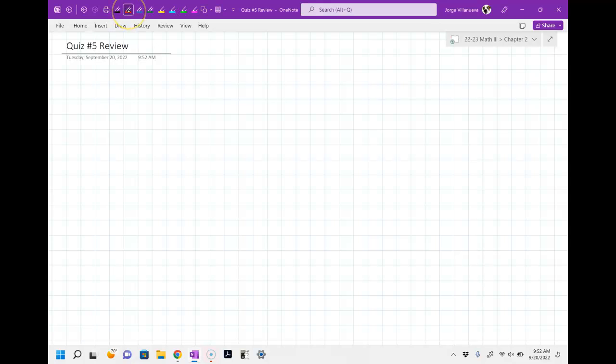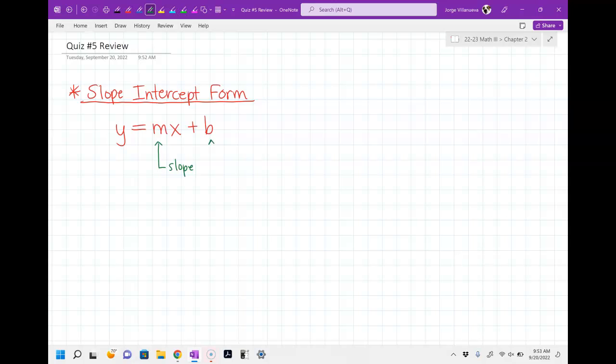First off, make sure that you remember that the main formula you need to know for this is your slope-intercept form, which is y equals mx plus b, where m is your slope and b is your y-intercept. Okay, so that's one huge equation that you need to know, that's basically in every problem that we've been doing. So that's one thing you gotta make sure you know.